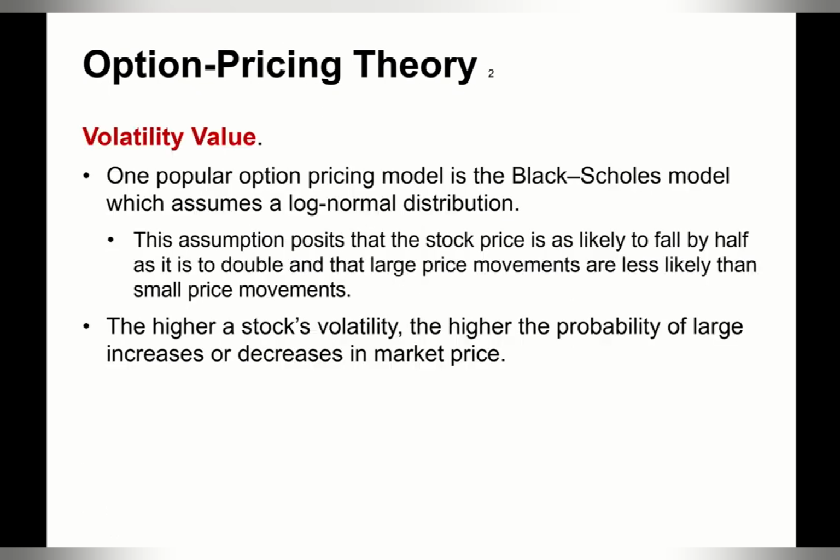So what's volatility value? One popular option pricing model is the Black-Scholes model, which assumes a log-normal distribution. This assumption posits that the stock price is as likely to fall by half as it is to double, and that large price movements are less likely than small price movements. The higher a stock's volatility, the higher the probability of a larger increase or decrease in market price.